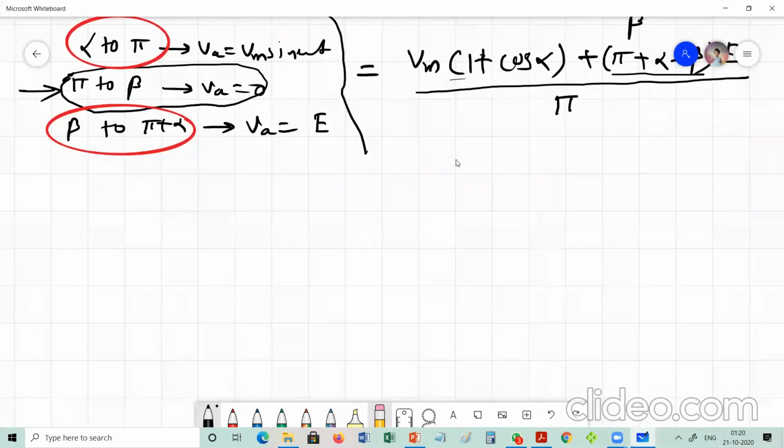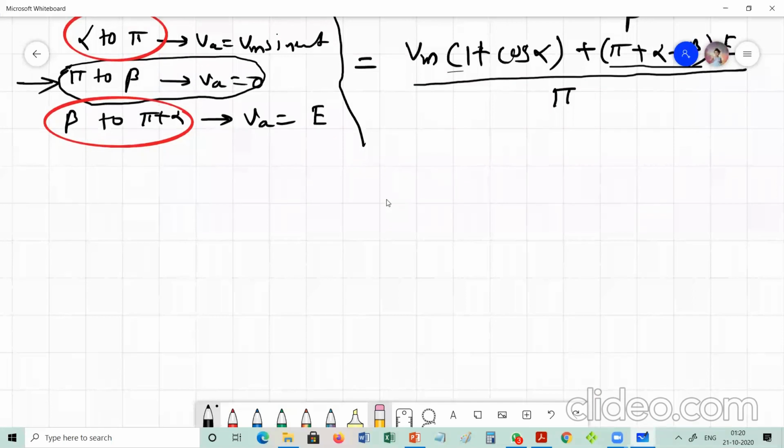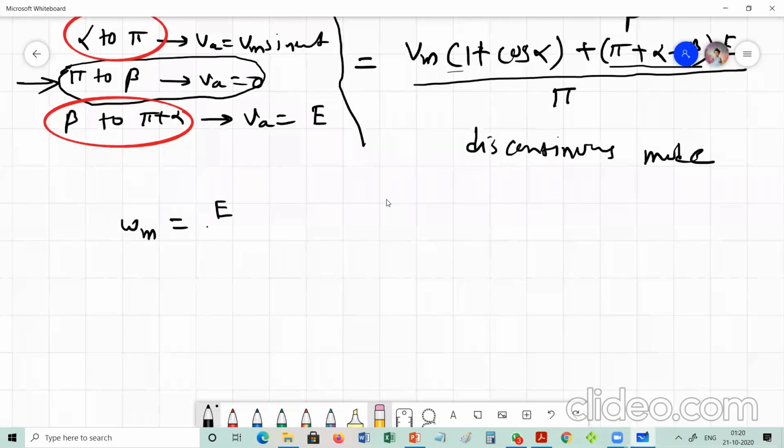Okay, this is the equation of voltage under discontinuous mode of conduction. This is for discontinuous mode operation. Again, we can find the equation of speed. We know that speed ωm is equal to E by Ke. Why E by K? I will show you.